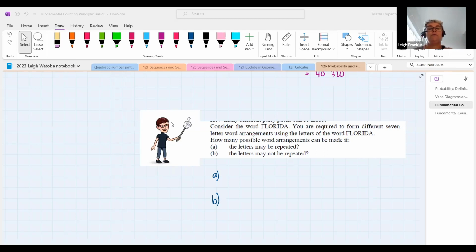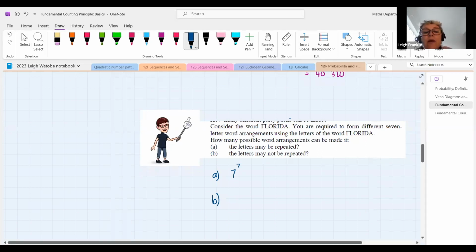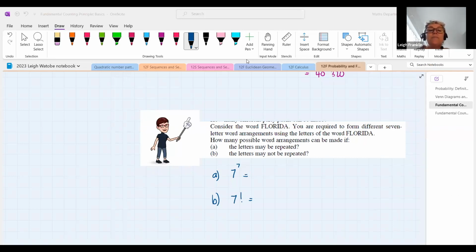Teacher Lee, in these questions, do they only mark the correct answer, or do you have to actually show how you arrived at the answer? No, so they would just mark the answer. But we're going to go 7 to the power of 7 and write what it equals, and we're going to go 7 factorial and write what it equals. But yeah, it would just be the answer only for an easy thing like this.